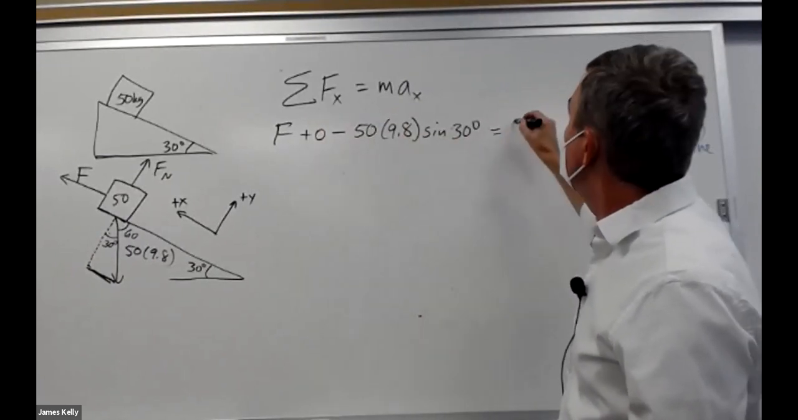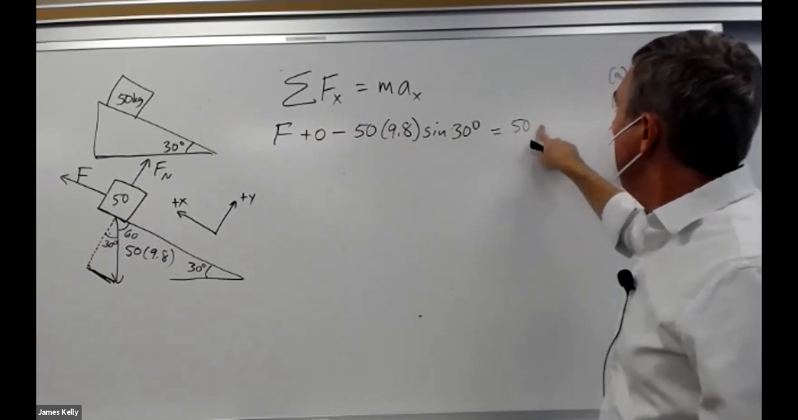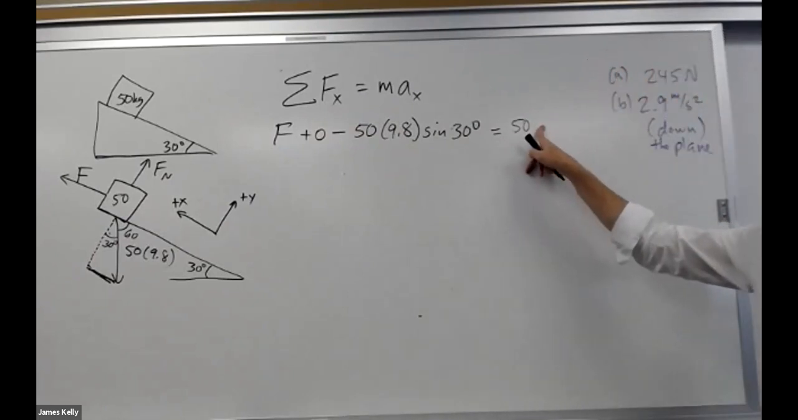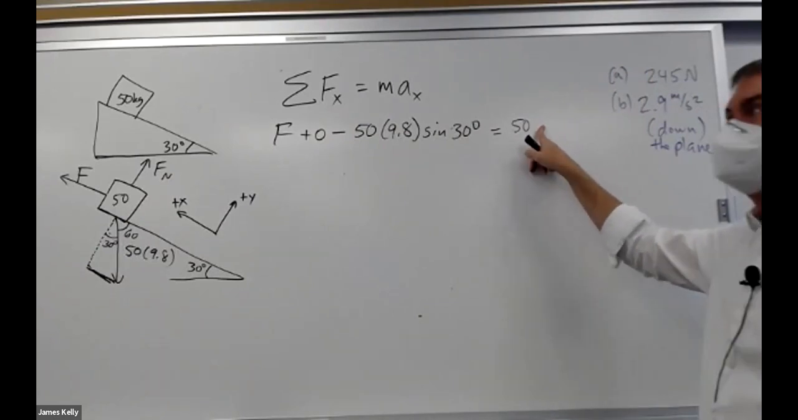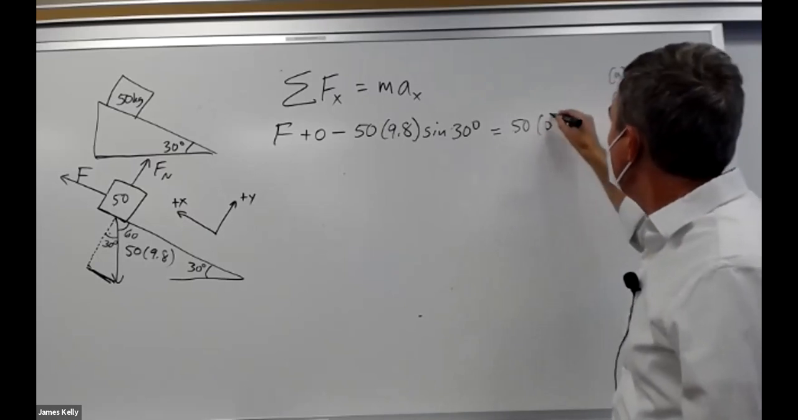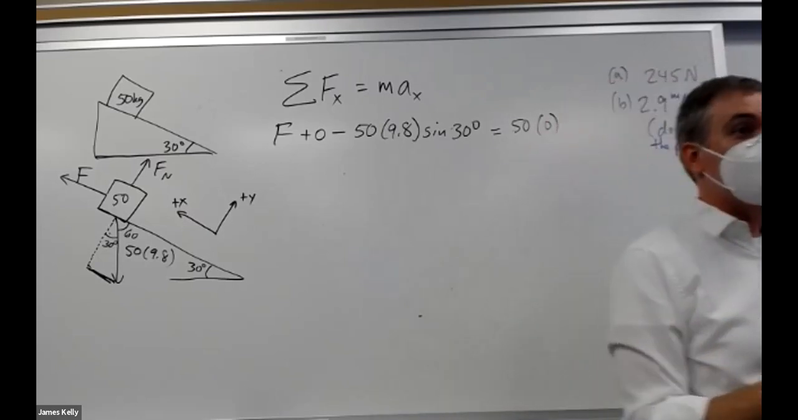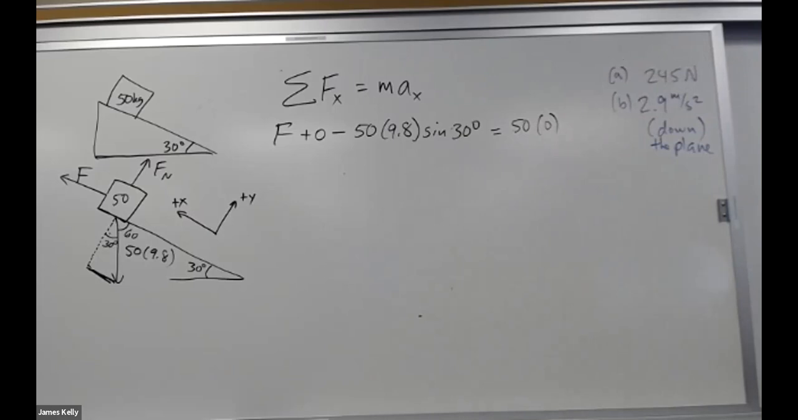That's equal to 50 times, what's the x acceleration in this case? It's 0. The only other number I could imagine you putting in is 9.8. Well, it's certainly not in free fall. It's moving at constant velocity. Constant velocity means the acceleration is 0. That means all the acceleration components are 0, including x. So the right-hand side is just 0.